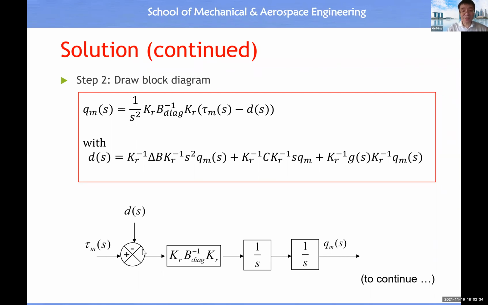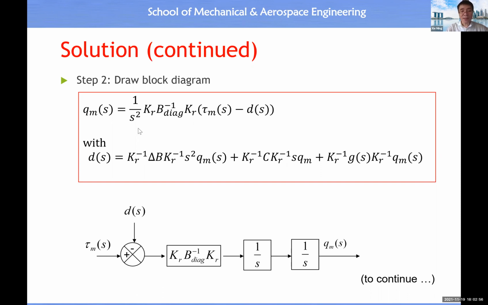If this is positive, then this one times this one plus this one times this one, then it becomes addition. If it's negative, then it's a subtraction. Then the output will be this signal, so it's tau S minus ds. Then pass through this transfer function. Now you see this is a transfer function.